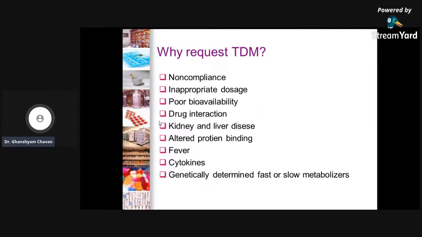Another issue is drug interactions. When one drug alters the effect of another drug, it is called a drug interaction.